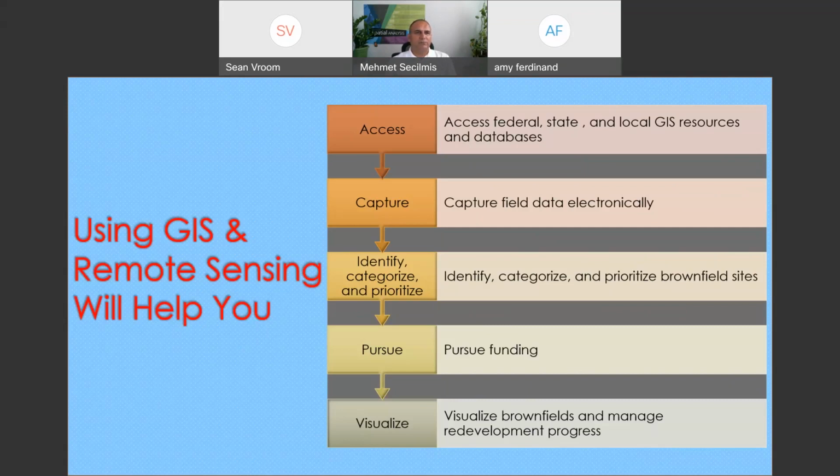You can use the brownfields inventory that you develop with GIS and pursue funding. You can get grants from EPA or state agencies. And lastly, you can visualize brownfields, where they are, how they are displayed in community meetings, and manage redevelopment progress. So you start, as Sean mentioned, it's an ongoing process. Brownfields inventory is a dynamic list, so it could be changing. You can show your progress of redevelopment in brownfields inventory and assessments.